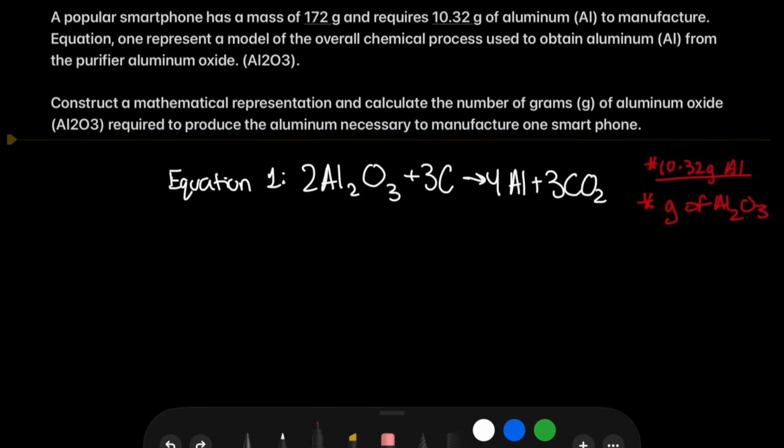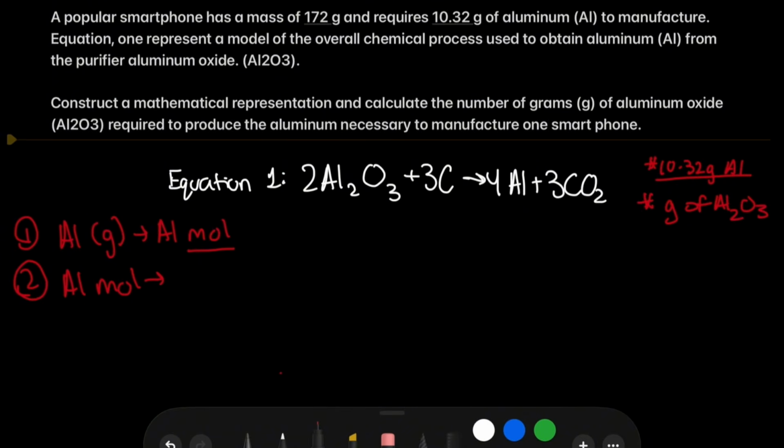So here's the process that we would do. Our first step would be to convert the grams of aluminum into moles, right? Because then once we know the moles, we can convert those aluminum moles into aluminum oxide moles.